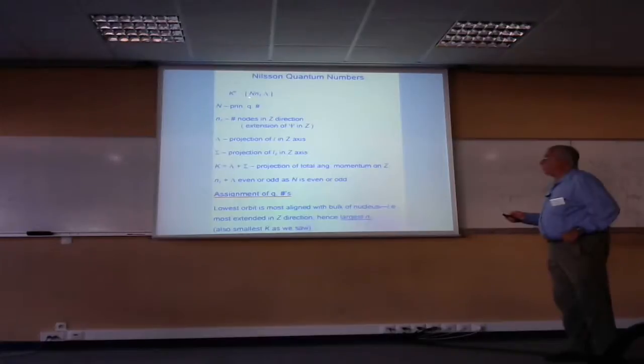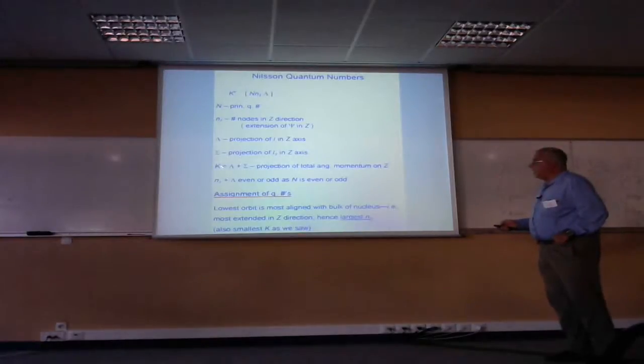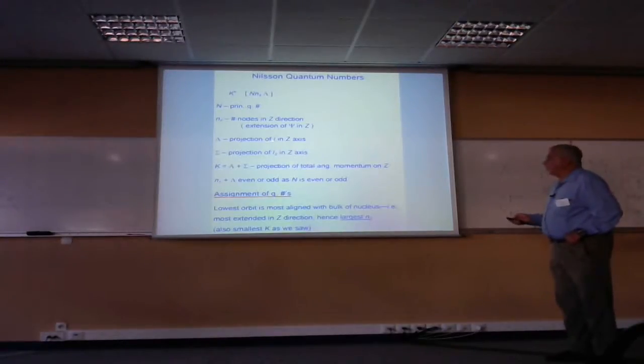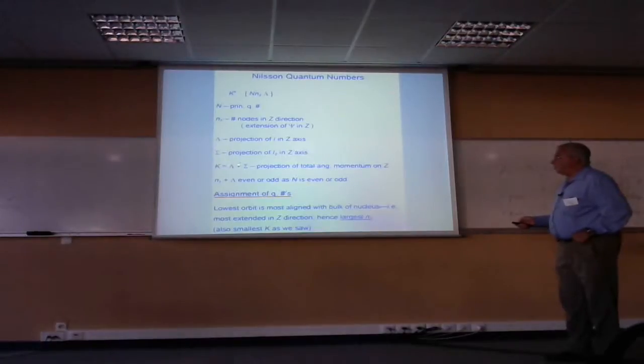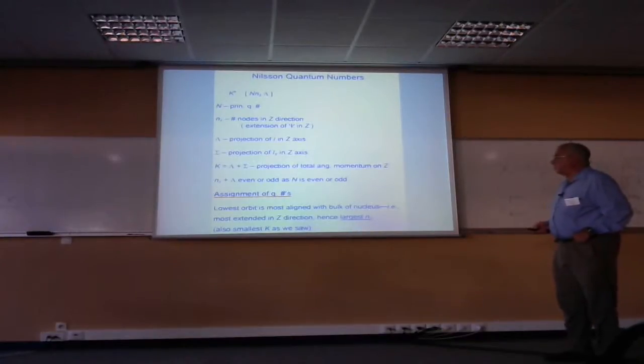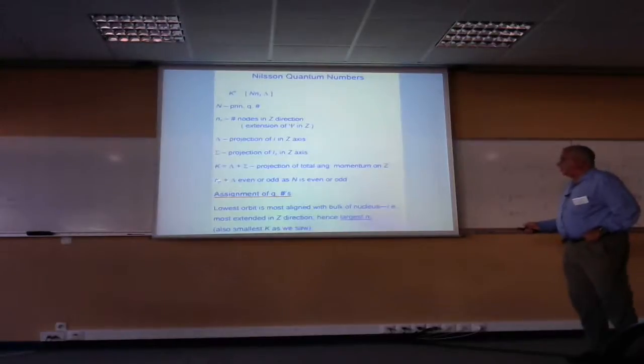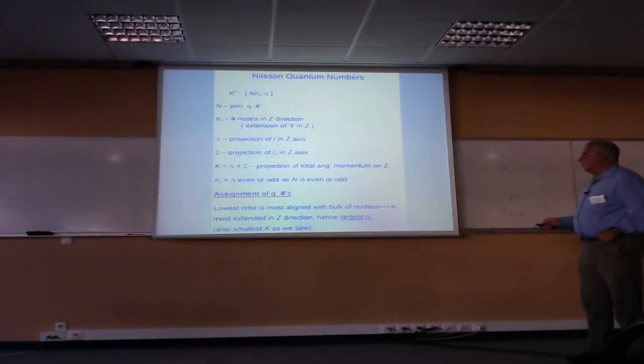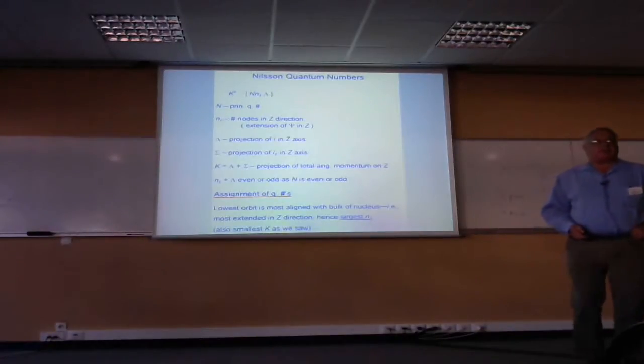Sigma, which I don't write up here, is the projection of the z component of the orbital angular momentum on the z-axis. And K is the sum of the projection of the orbital angular momentum and the spin angular momentum on the z-axis. So K is always lambda plus or minus a half. And if you specify lambda and K, it's redundant to specify sigma, so usually it's not set. Okay, one other thing, n sub z plus lambda has to be even or odd according as n is even or odd. So how do you assign these quantum numbers to these orbits?